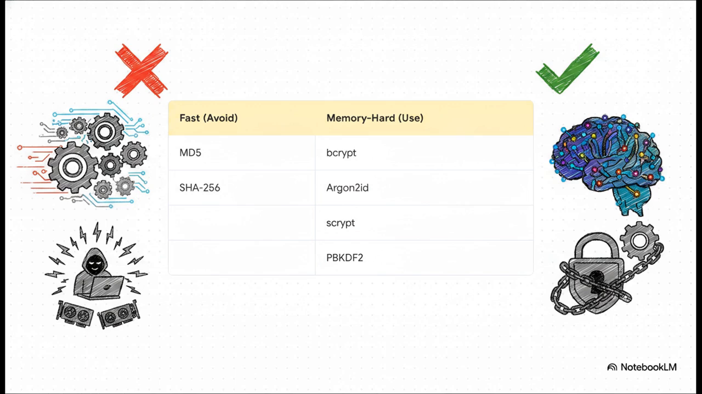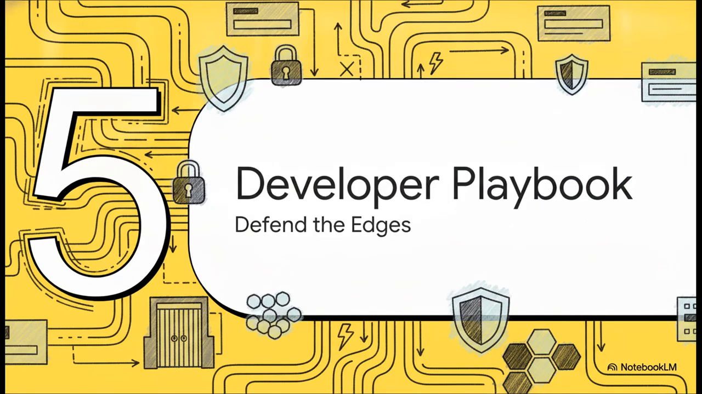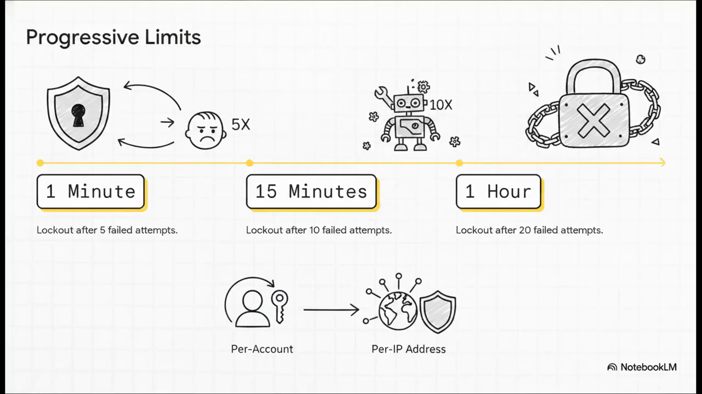These are intentionally designed to be slow and computationally expensive, which absolutely cripples an attacker's ability to brute force your database. Now for the tactical stuff. Section 5, the developer playbook. Beyond just the password field itself, your authentication endpoints are the most heavily attacked features in your entire architecture. To defend those pathways, you absolutely need progressive rate limiting. It's not just about stopping a brute force attack, it's about making the attack economically unviable for the hacker.